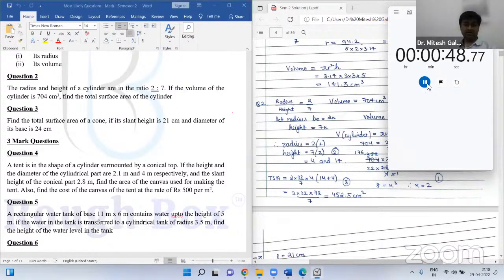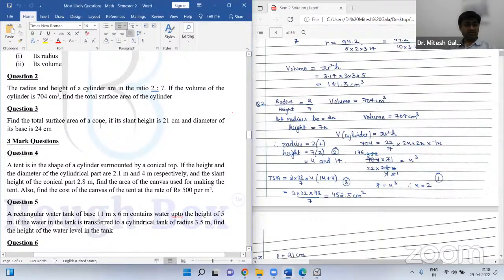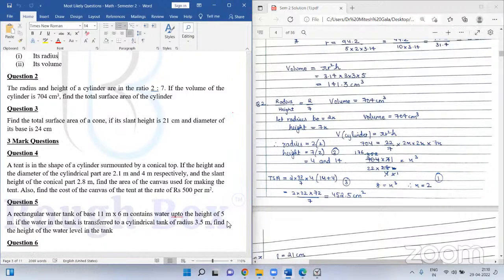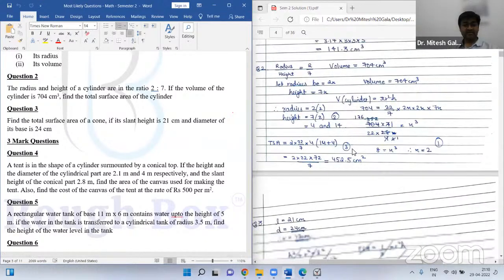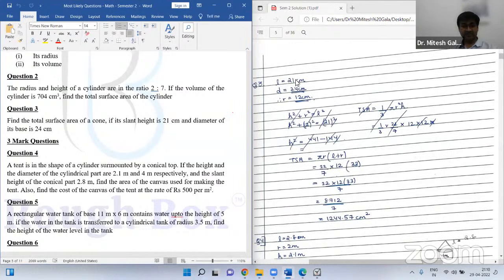Okay, let's look at it. They say you have to find the total surface area, slant height 21 and diameter 24, so radius is 12. Anybody, what is the formula for total surface area of the cone? Pi r L plus pi r squared, which is pi r (L plus r).